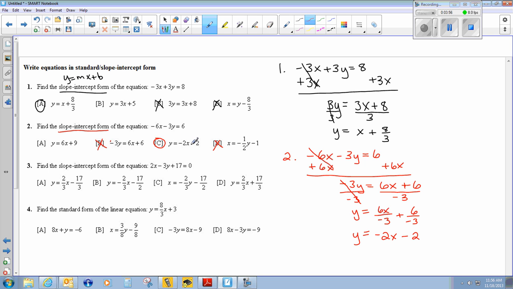And remember, if you don't get something that's an answer choice, you need to look back at your work and see where you've possibly made a mistake. All right, let's move on. I think we're going to skip number 3. It's very similar to 1 and 2, but I'd like to do number 4.